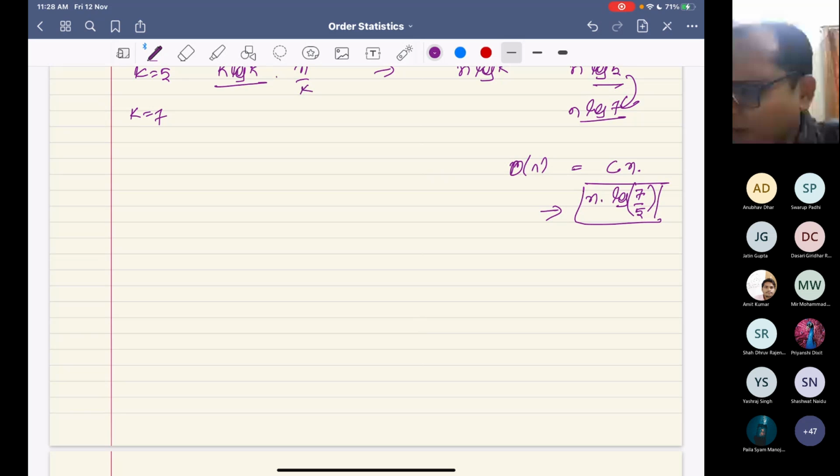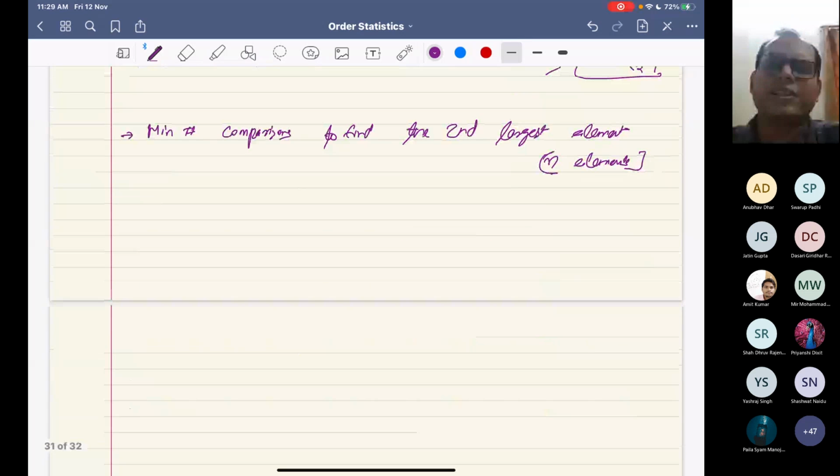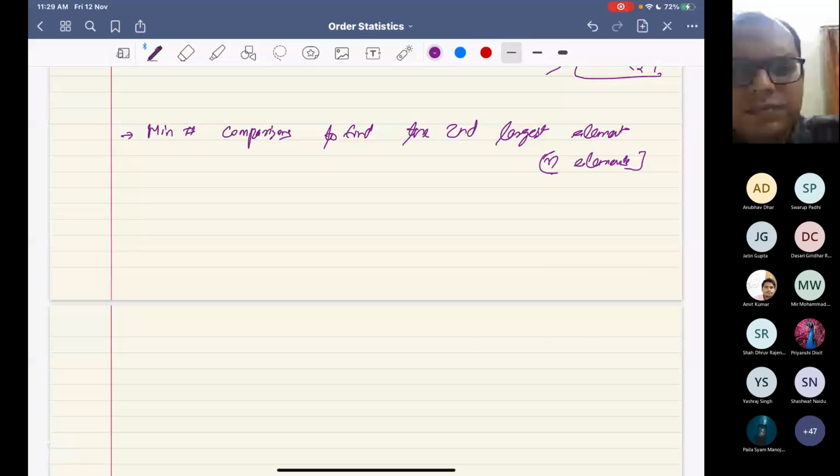So actually, if you can even see, what is the minimum number of comparisons to find the second largest element, if there are n elements overall? What is the minimum number of comparisons we will need? 3n by 2 minus 1. How? Second largest.